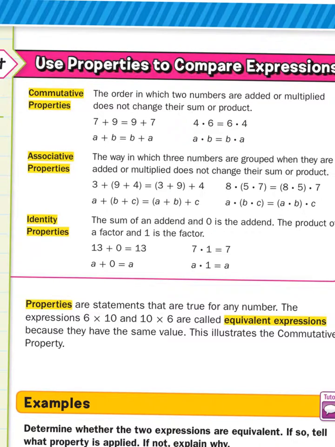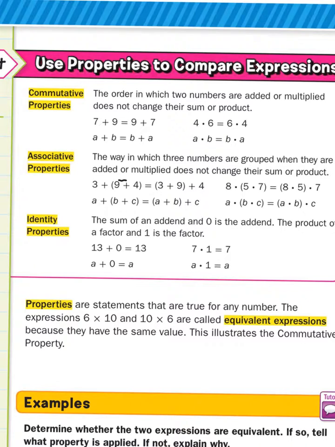Now the associative property is a little different. It says the way in which three numbers are grouped when they are added or multiplied does not change. So usually you'll see associative property with parentheses. So here's what it says. If you add 3 plus 9 plus 4, but you group them differently, you'll get the same answer. So let me show you.